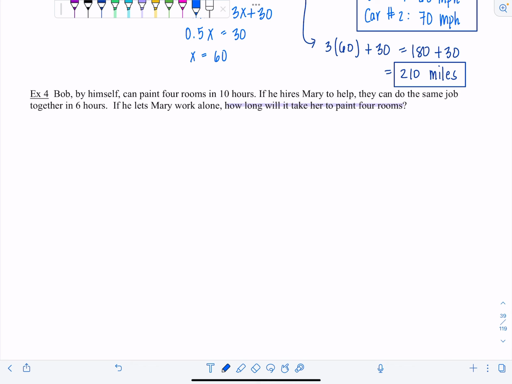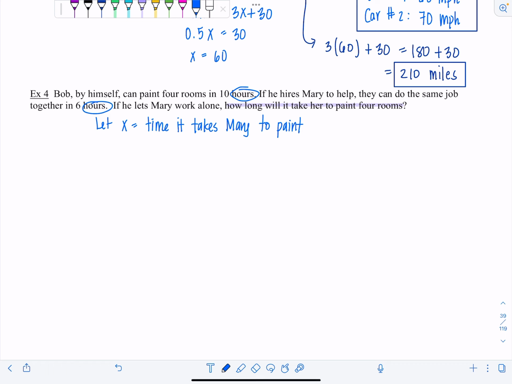Okay, so let's let x equal the time it takes Mary to paint by her lonesome. Now you can make a table and all that. Some teachers love it. I just jump straight to the equation. It's not that crazy. You can do it. So what you want to do is write an equation that represents how much of this task, this job has been completed in 1 unit of time. The time that we're measuring everything in is hours for this problem.